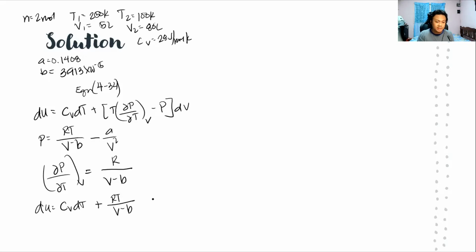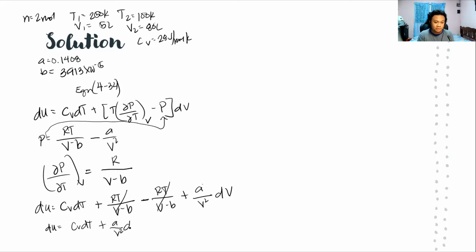We have V minus b, and then if you plug this P in there, we will have a negative RT over V minus b plus a over V squared dV. Okay? So this will actually cancel, right? Because they have opposite signs. And then you will have dU is equal to Cv dT plus a over V squared dV.